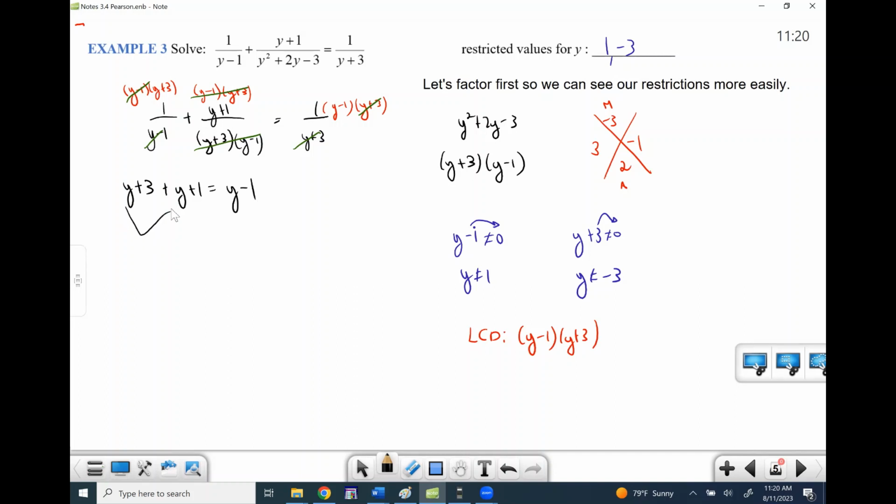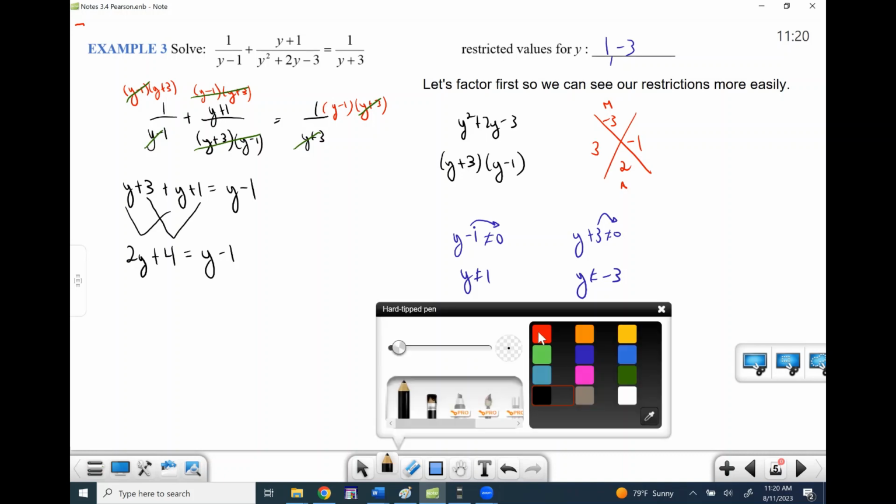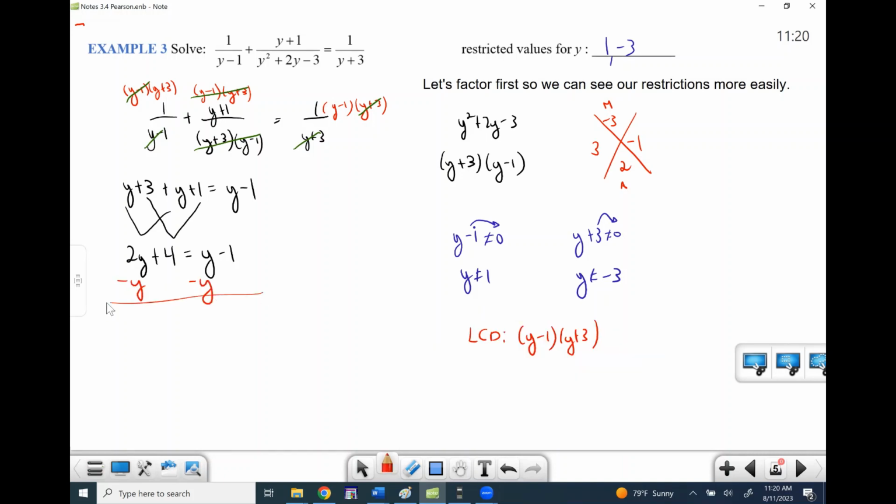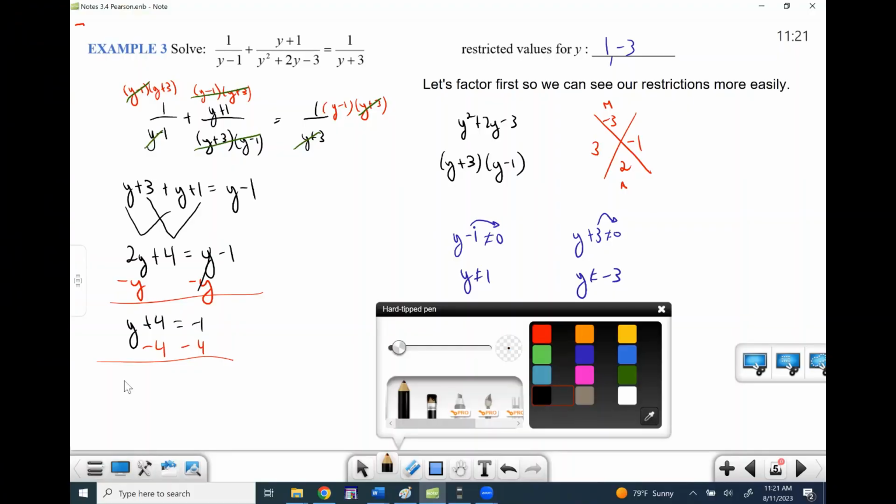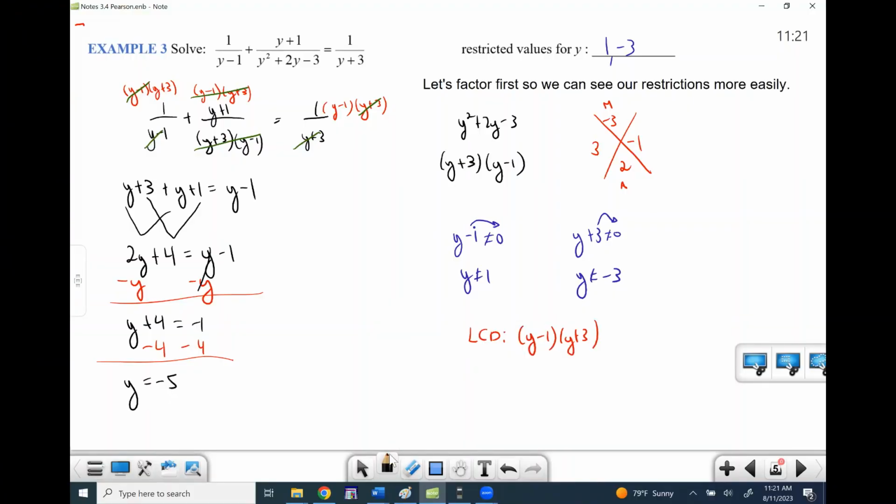So I'm going to combine like terms on the same side of the equal sign. So y plus y is 2y, and 3 plus 1 is 4. And I'm going to move the smaller variable, so I'm going to subtract y just to keep things positive. And then we'll subtract the 4 over. So we get y equals -5. Just stare at stuff, make sure everything looks good. Okay, we'll find out right now because we're going to check it. This isn't one of our restrictions, so now we just need to proceed to check.